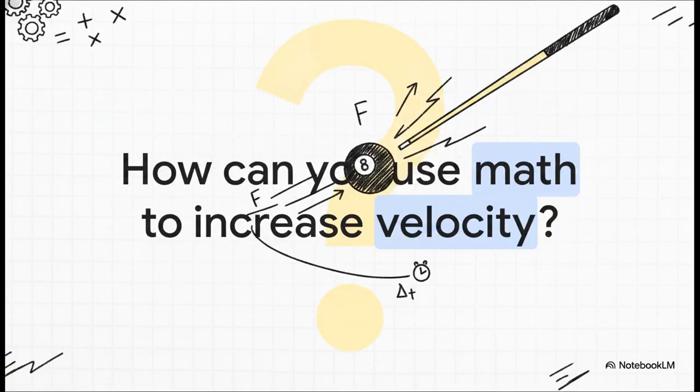Which brings us to our final provocative challenge for you. If you hit a 30-gram stationary billiard ball for exactly 0.001 seconds with 50 newtons of force, based on our Impulse Toolkit, how could you use math to increase that ball's final velocity? Would you swing harder to increase the force, or would you follow through to increase the time of contact? I'll leave you to experiment with those variables in the real world.